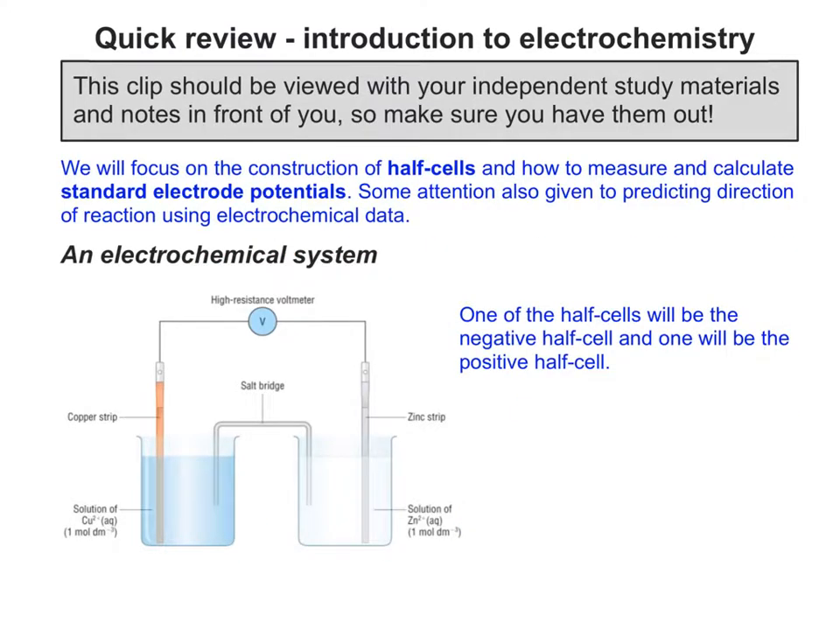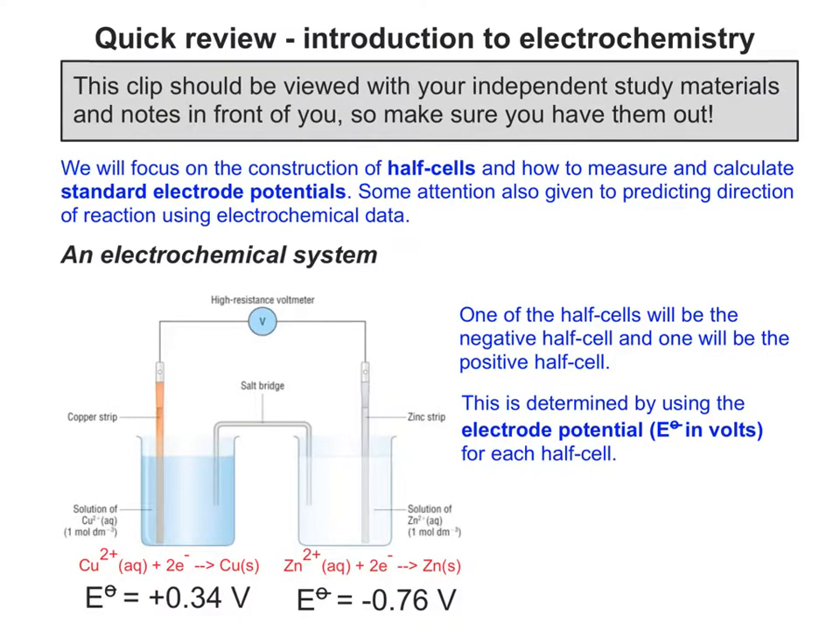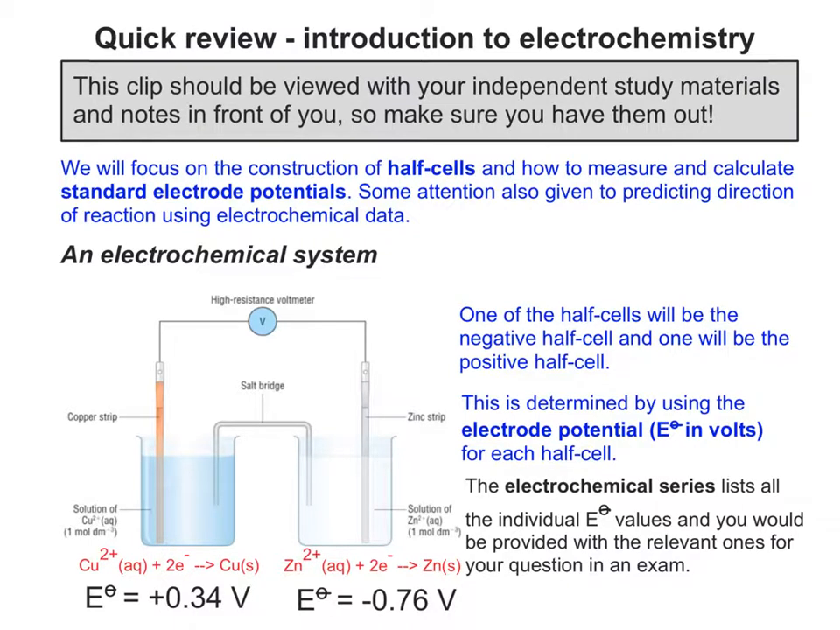So if we were to take our half cell that we had a second ago and connect it up to another half cell, one of the half cells will take the negative role and one will take a positive role. So how is this determined? This is worked out by using the electrode potential, which is written as a capital E with a superscript standard sign. It's measured in volts, and it is a separate value for each half cell. This information comes from what we call the electrochemical series, which is loosely related to the reactivity series you would have learned at GCSE and before.